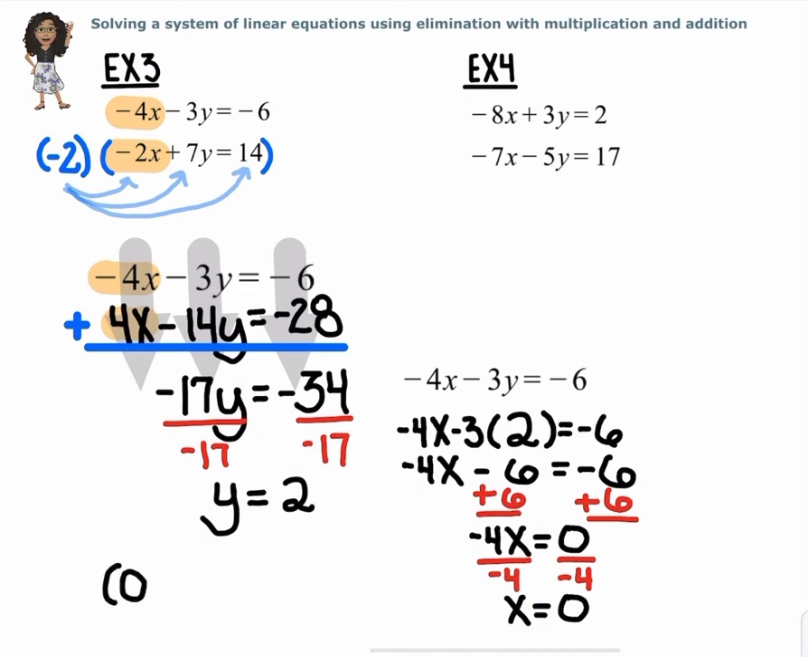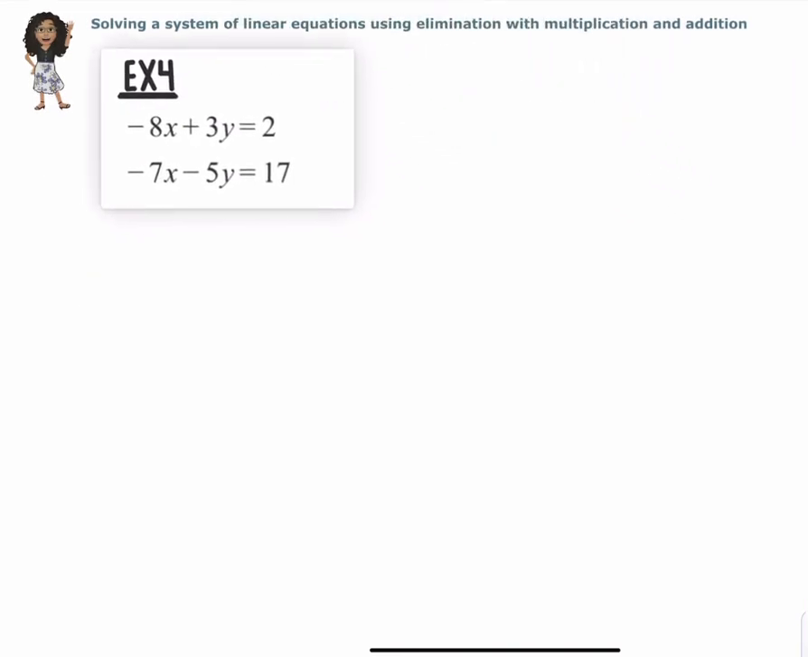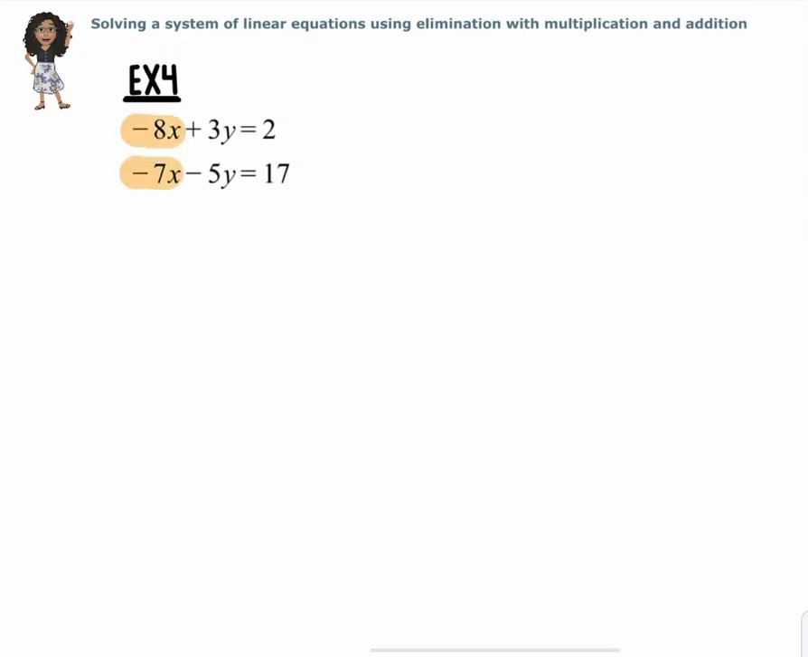If you want, you could write your final answer as a coordinate because this is the point where the graphs of these two lines intersect. I haven't left myself enough space, so coming over here for example 4, trying to solve with elimination, we're looking for opposite terms. And notice the x's are not opposite and the y's are not opposite.